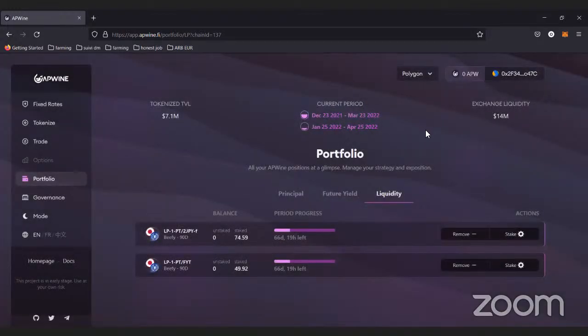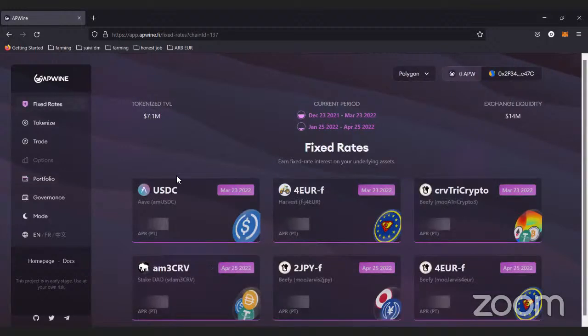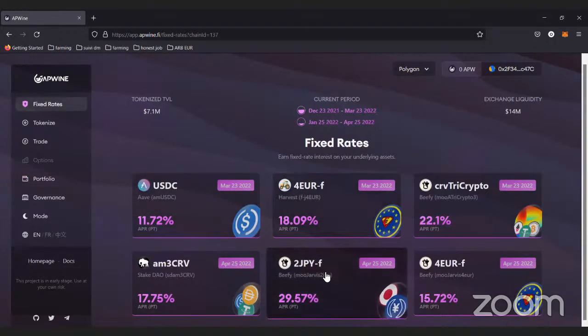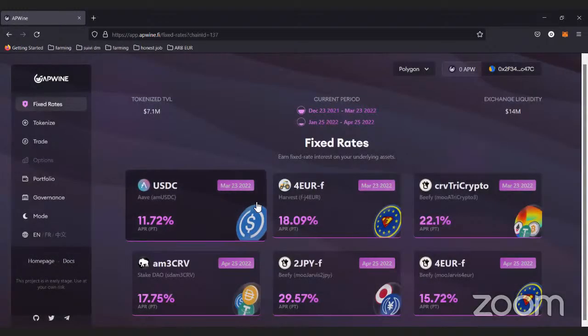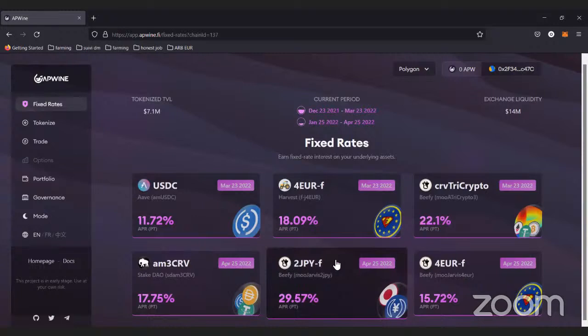So the thing is, instead of tokenizing, I made a mistake. I went on fixed rate and I bought PT from 2GPY from here. I was lucky because I bought at a discount, so luckily I will make money out of it. But it could have been very bad if the slippage was horrible.